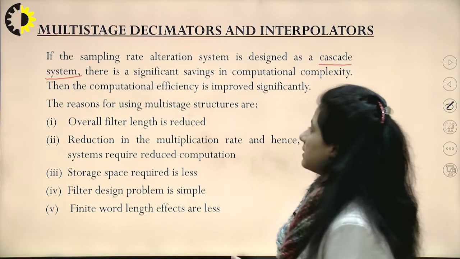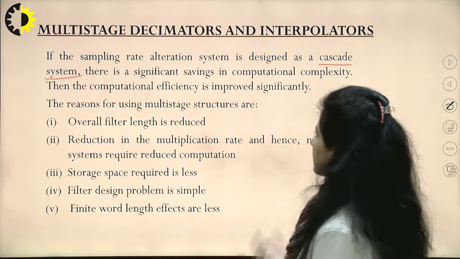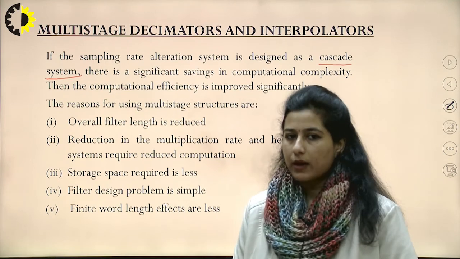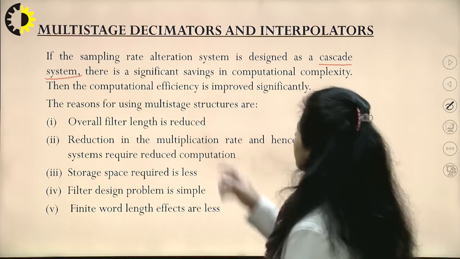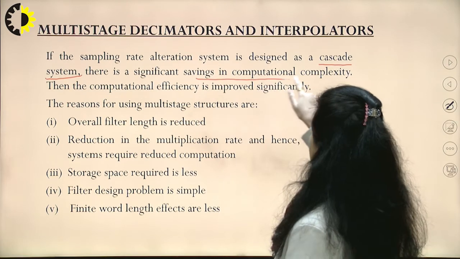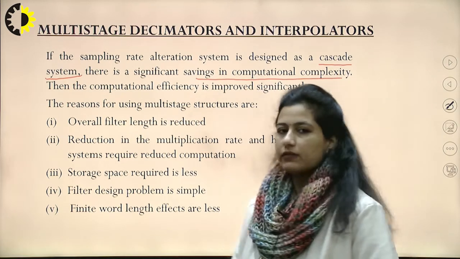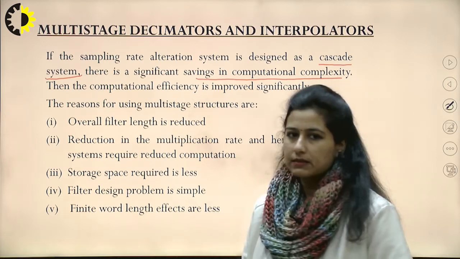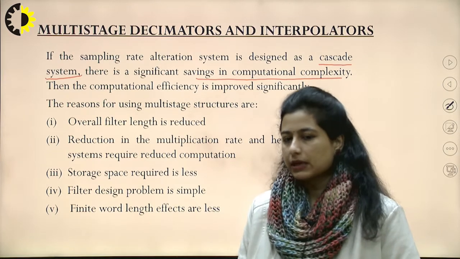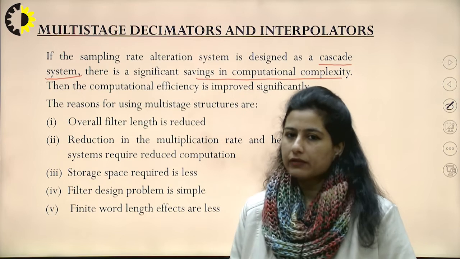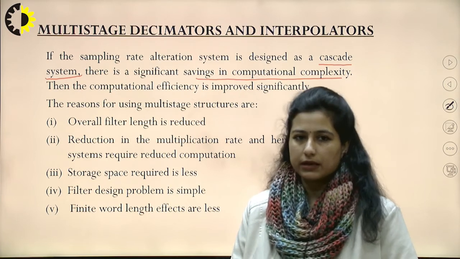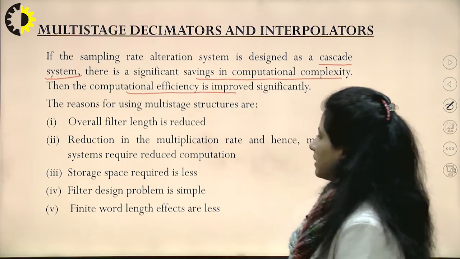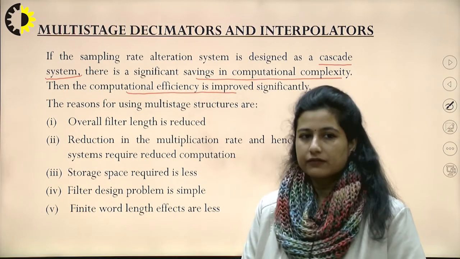If I implement this sampling rate alteration as a cascade system, there are certain advantages. One of the biggest advantages is that I am going to save a lot of the computational complexity that would be there with a single stage of decimators. We'll be comparing a single stage decimator or interpolator with multi-stage, and we'll see to what level the computation is going to be decreased. So the computational efficiency is going to be improved by a significant level.